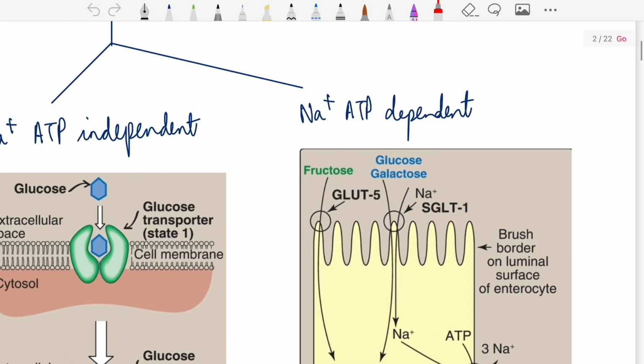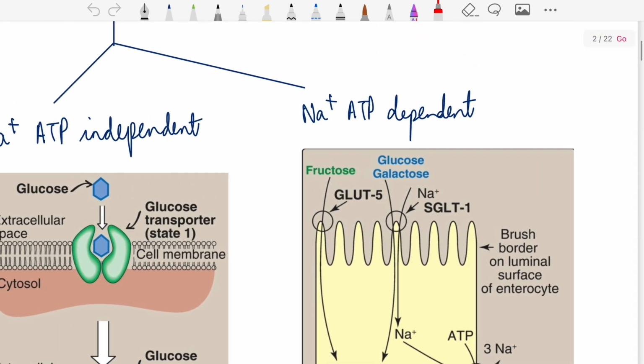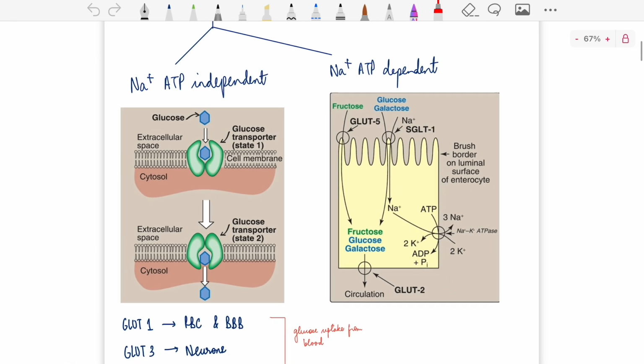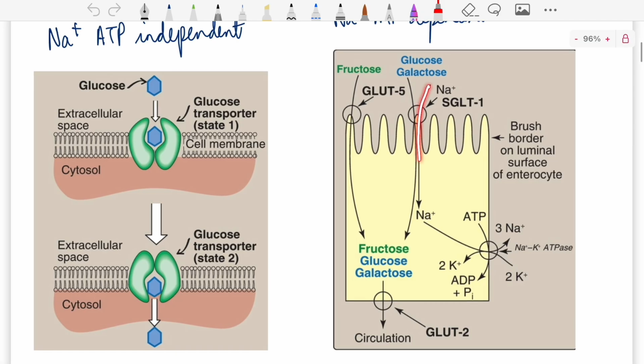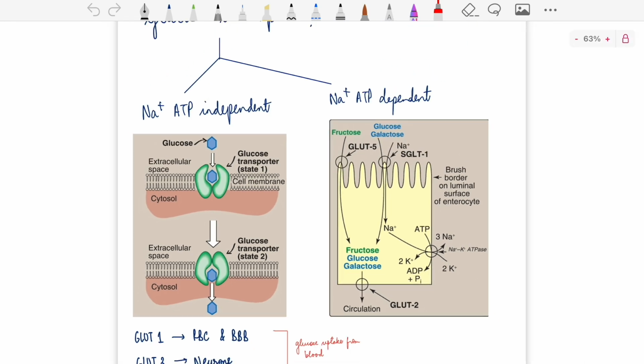Now coming to sodium dependent transport. There's a saying that wherever sodium goes, water goes and glucose also follows, right? So you see, sodium is going inside and then glucose and galactose also follow it, right?